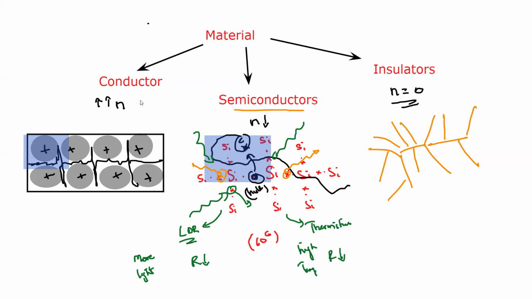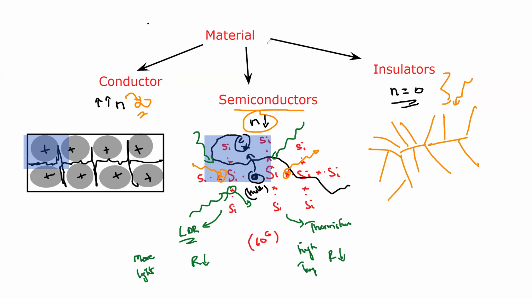For a conductor, the value of N is very high, like infinity, you can say. It has a finite number, but in comparison, for semiconductors, the value of N is very low and it changes with temperature and light. And for an insulator, the value of N is approximately zero, as heat and light cannot break down the bonds.